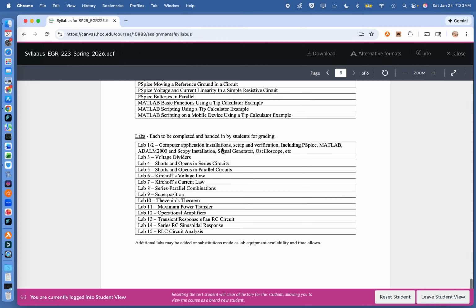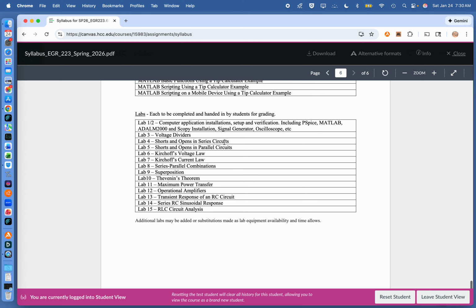And then labs. Labs 1 and 2, computer application installations. We got Spice going, and that was good. I was happy to see that. I think everybody has it going right now on their computer. Everybody's got a computer that needs one, and we're good with that. So depending on next week, we may or may not do the ADALM Scopy software installation. I'd like to try to do that, but again, I won't be there, so we'll see how that goes.